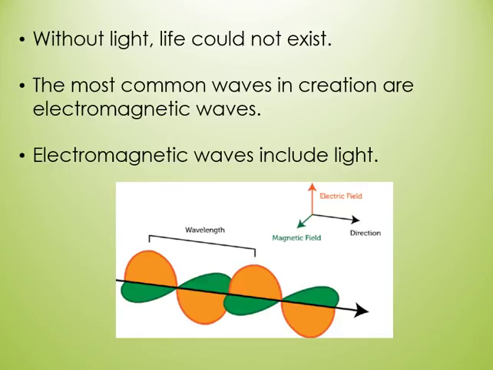Most common waves in creation are electromagnetic waves, and electromagnetic waves include light. This is a drawing that you will see over and over that is an image of a light wave, and it's actually two waves together, so we'll be talking about that.